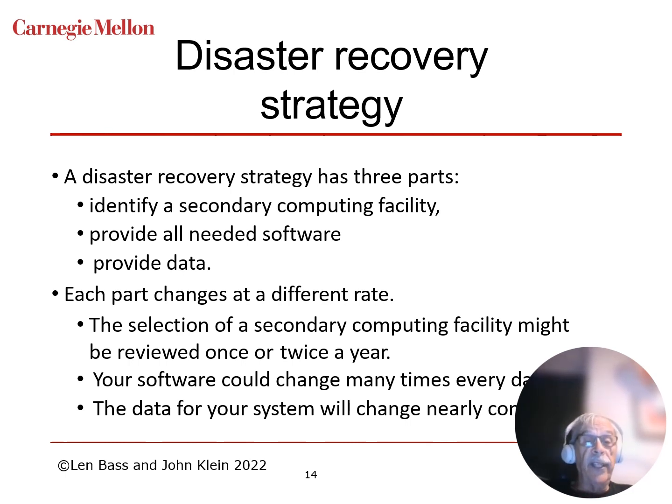You want to have the data, so you have to have the right set of software. Software has to be data. And these things change at different rates. So the selection of a secondary computing facility might be reviewed once or twice a year. The software could change every time there's an update, so it could change repeatedly, maybe every day. The data for your system will change continuously. So these things change at different rates, and you have different strategy for dealing with them.